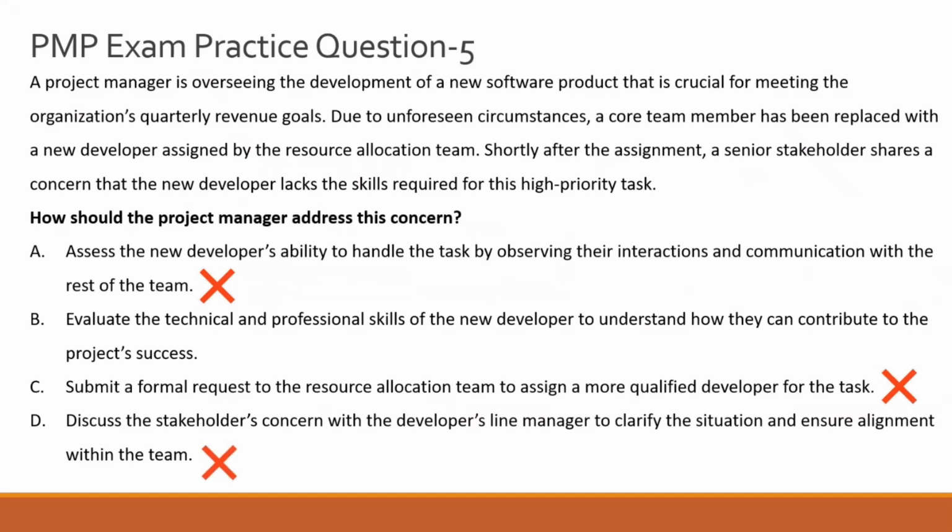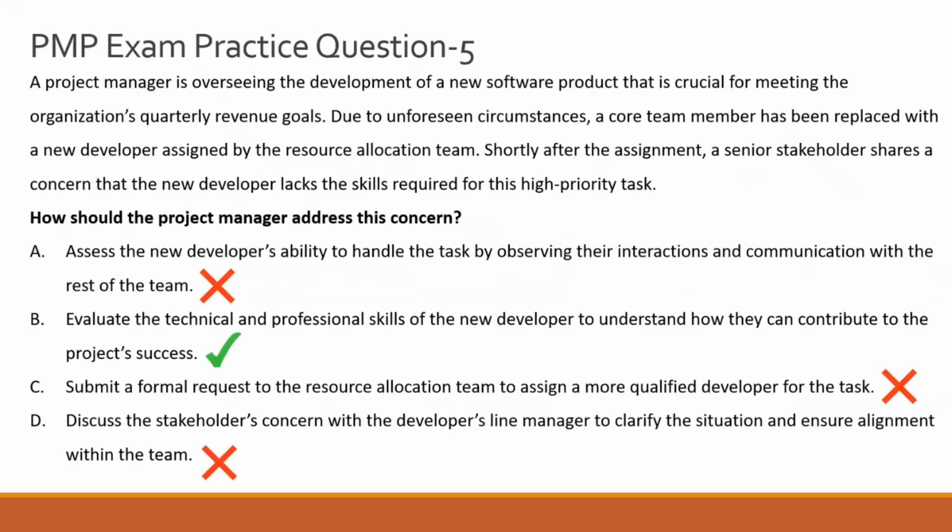So while this option demonstrates communication and conflict resolution very remotely, it does not prioritize objective evidence-based decision making by the project manager, when the project manager is actually approaching the line manager based on some random feedback of one of the stakeholders. Okay, so that is why option D is also incorrect.